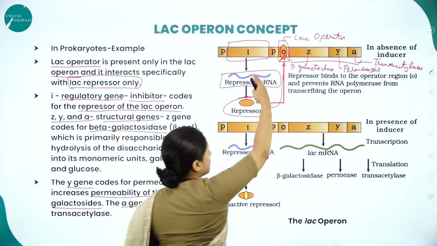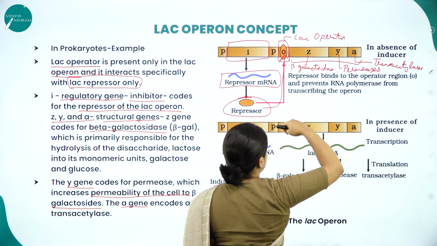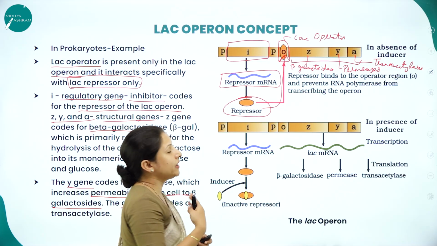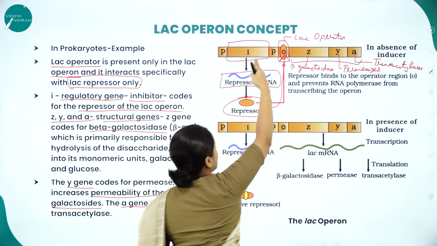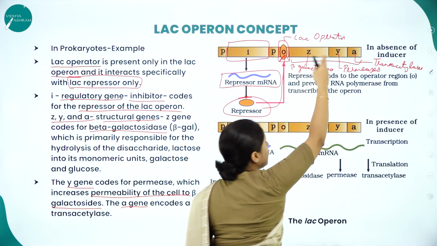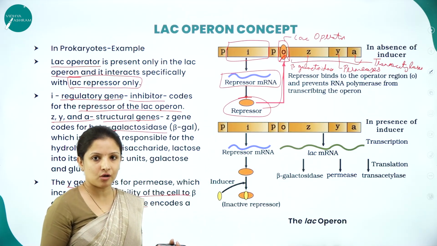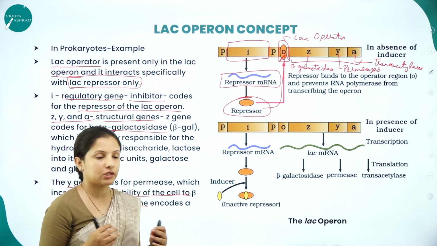Now, if the further translation mechanism doesn't take place, then how will the beta-galactosidase enzyme be produced? Or how will the RNA polymerase move further to read the strands? All that will get stopped. So, therefore, the gene expression will not take place.